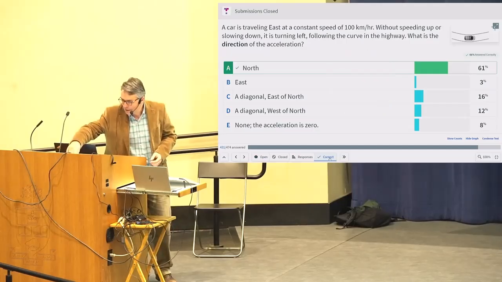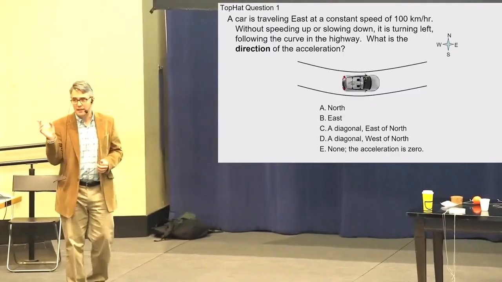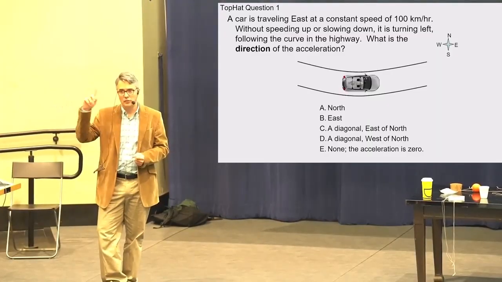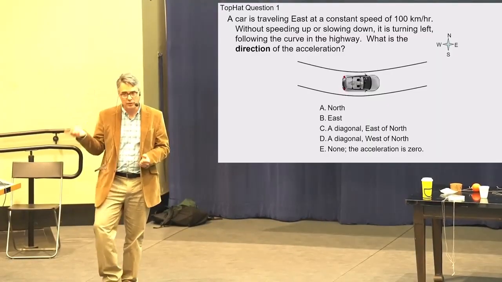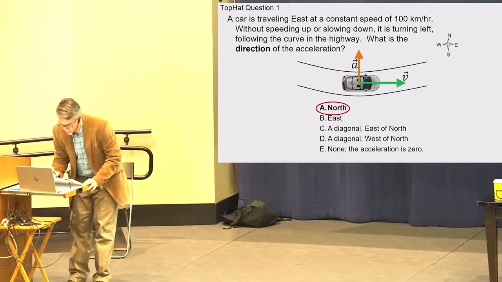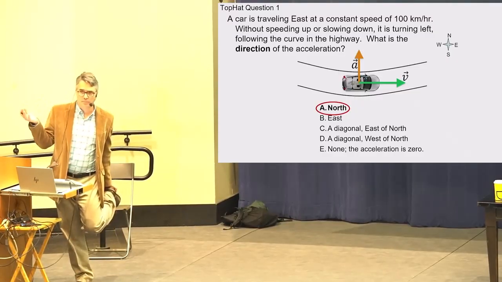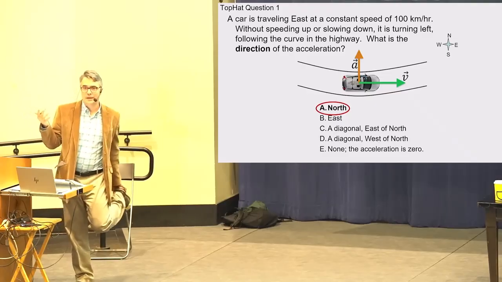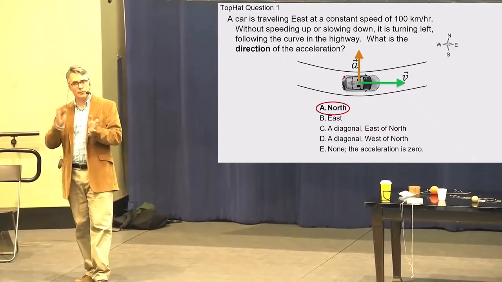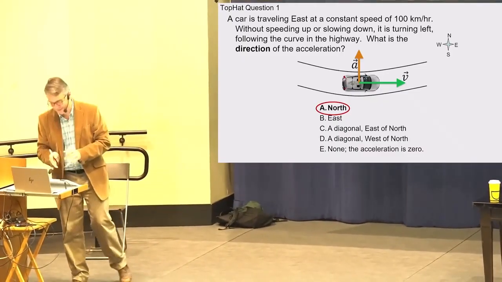If you're turning at a constant speed, that acceleration vector doesn't have any parallel component to your velocity. It's only got a perpendicular component. And so whatever your velocity is, in this case, your velocity is east, then your acceleration must be either north or south if you're not speeding up or slowing down. Because if you were speeding up or slowing down, you'd have a component of the acceleration in that direction.